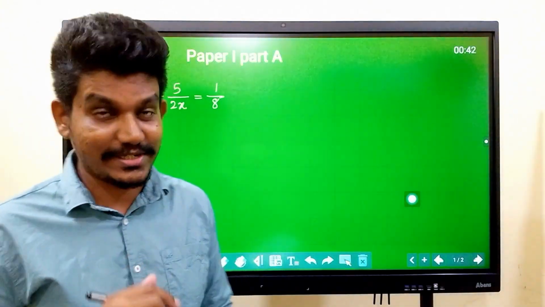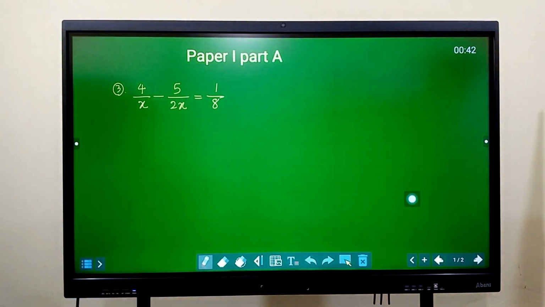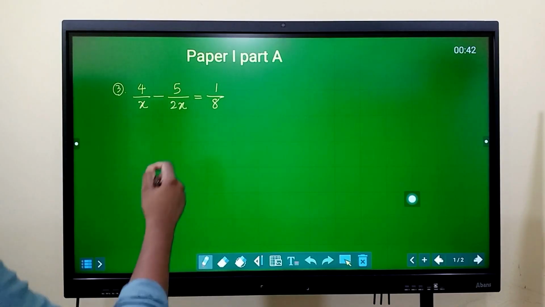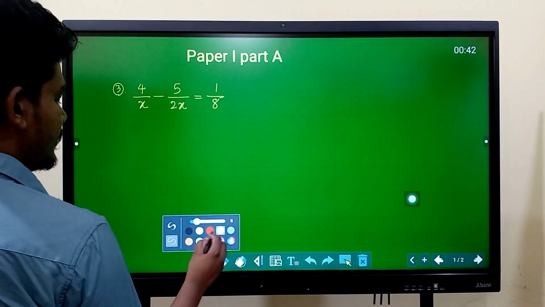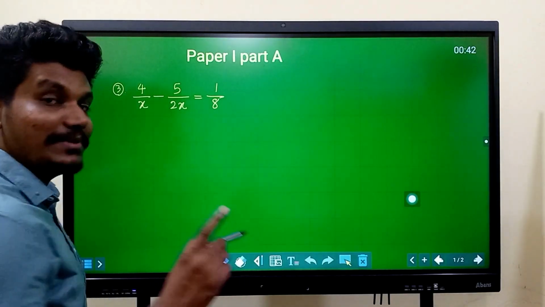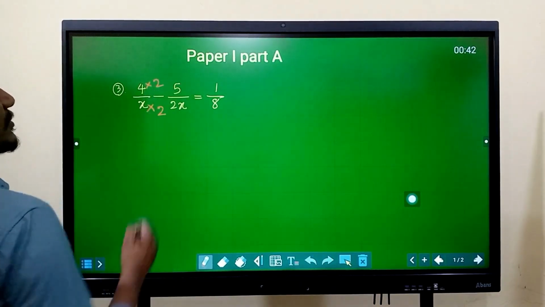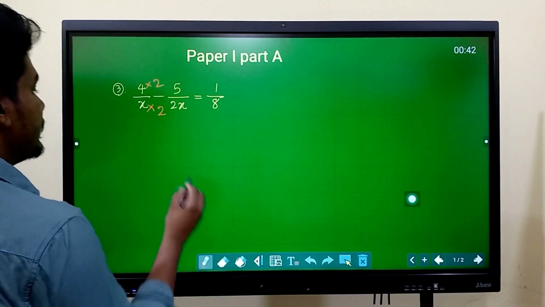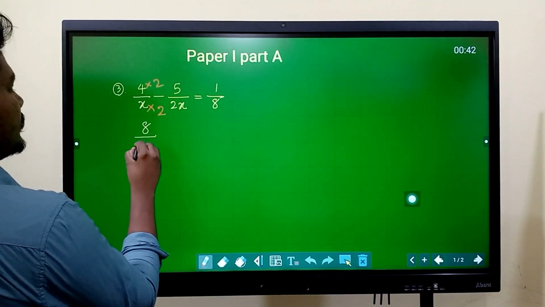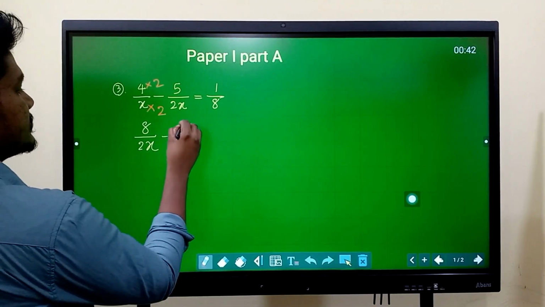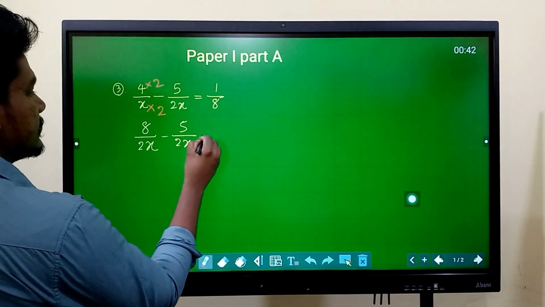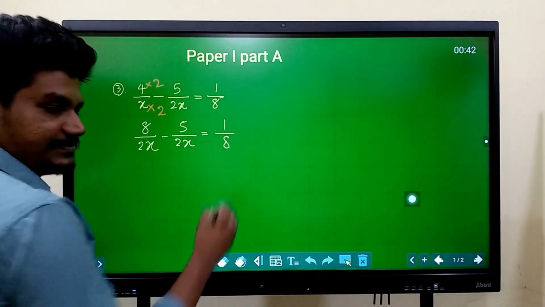Third question. We have to find the value of x in this equation. What we do is, first we make the denominators equal. Here I'm going to multiply this one by 2, the numerator also by 2. Then this will be 8 over 2x minus 5 over 2x equals 1 over 8.